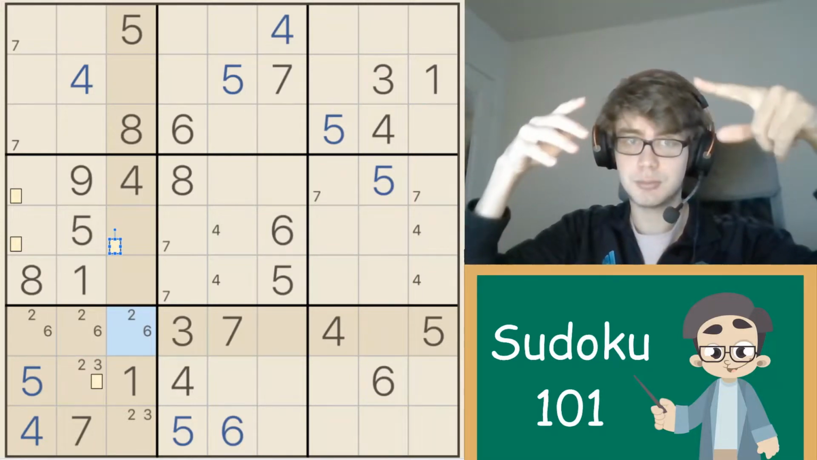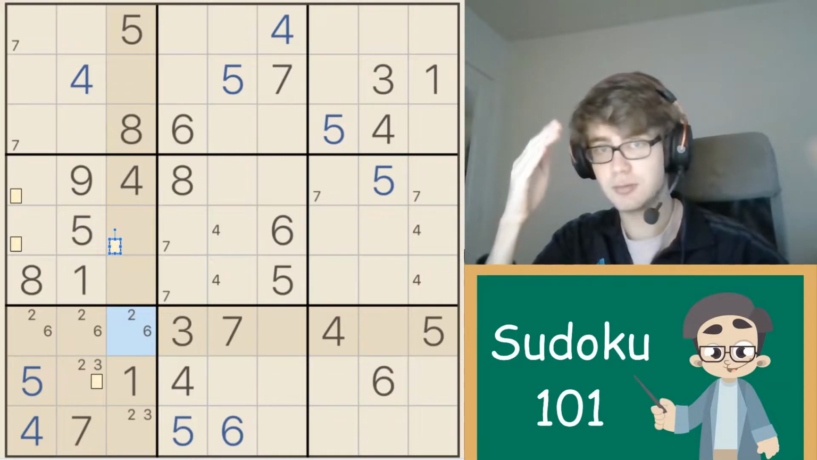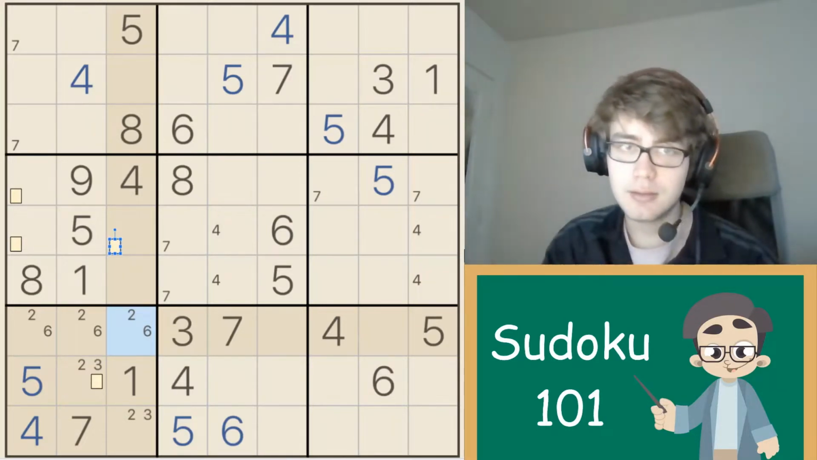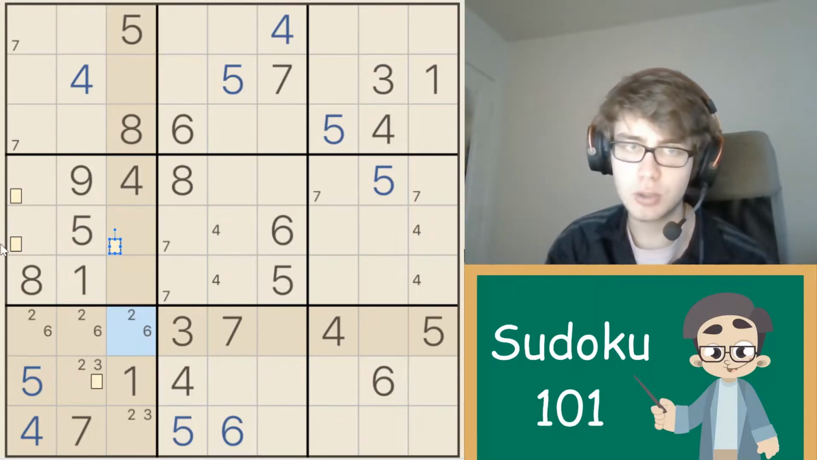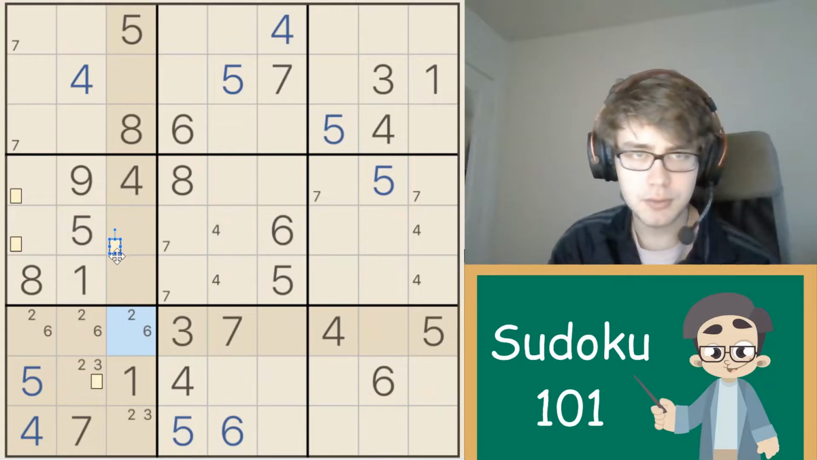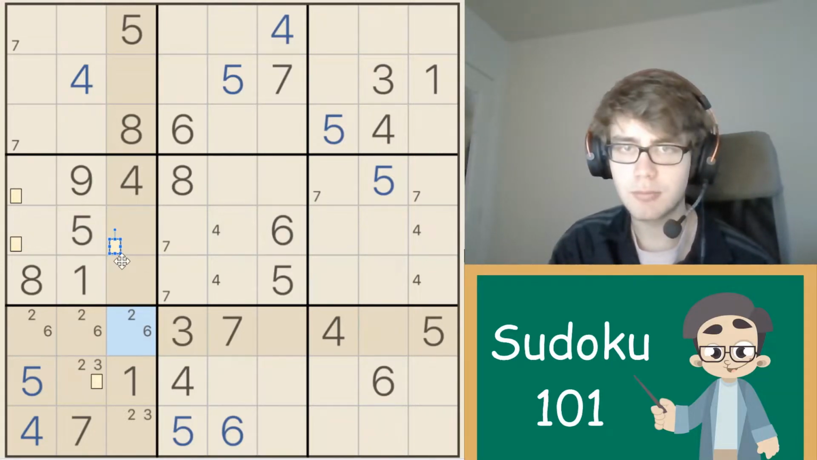Alright, step one was just covering up y'all's mistakes. Let's be honest, 7 cannot go here. 7 cannot go here. 7 has to be here. They both block this. There's a 6 right here, so 6 cannot go right here. On the other hand, these two sevens block off these two squares, so the 7 has to go here. So that's my first step.